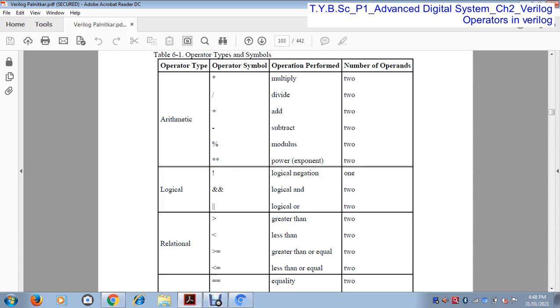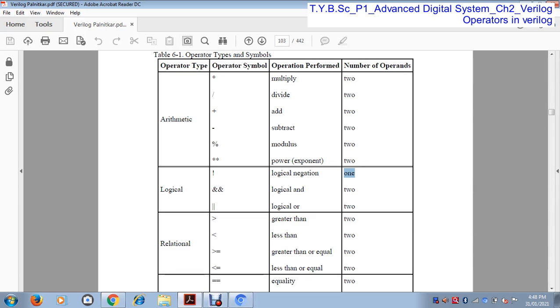So this is the logical negation. Logical negation means what? It inverts the value. Suppose the value is 1, then if we use the logical negation operator, the value becomes 0. If the value is 0, then it becomes 1, and if the value is 1, then it becomes 0. This operator has only one operand, therefore logical negation is a unary operator.